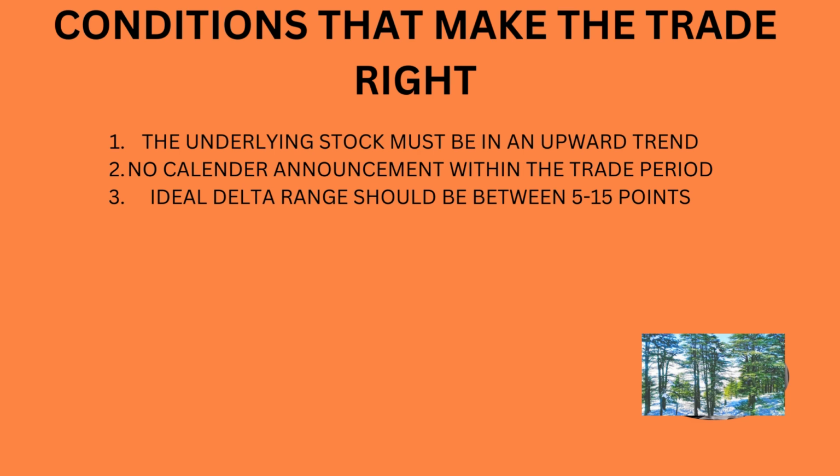So before we actually execute the trade, it is very important that we identify at least three conditions to be in place for this vertical put trade, which is a credit spread. The first condition is that the stock must be in an upward trend, meaning that the stock must be on an upward trajectory.